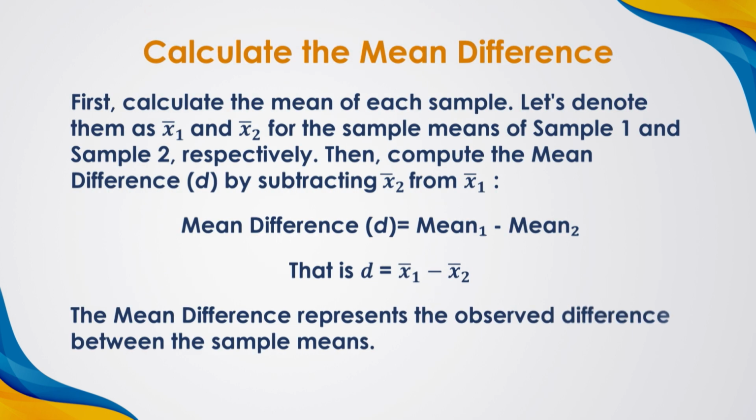We can calculate the mean difference. First, calculate the mean of each sample. Let us denote them as x1 bar and x2 bar for the sample means of sample 1 and sample 2 respectively. Then compute the mean difference, denoted by d, by subtracting x2 bar from x1 bar. That is, mean difference d is equal to mean 1 minus mean 2. It is nothing but d equal to x1 bar minus x2 bar. The mean difference represents the observed difference between the sample means.